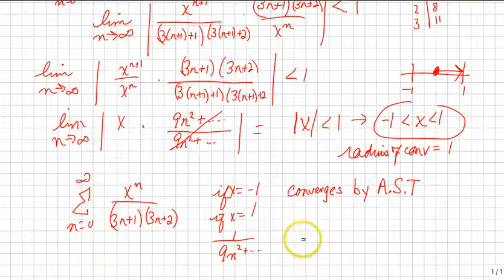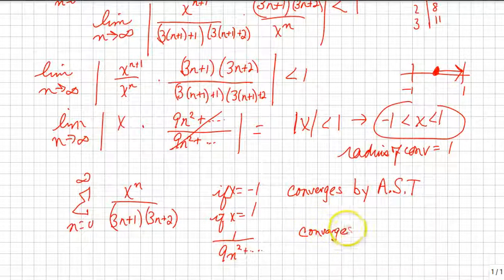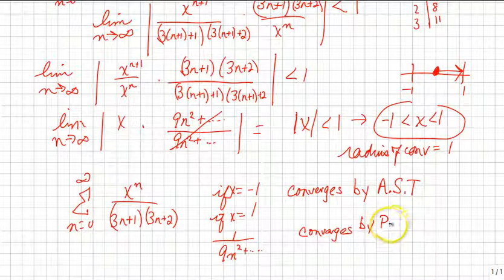The pen doesn't want to write. There we go. Converges by p-series test. So both endpoints will cause convergence. So the interval of convergence, the last part of this question, is from negative 1 to 1, inclusive on both ends. And that is the end of problem number 3.